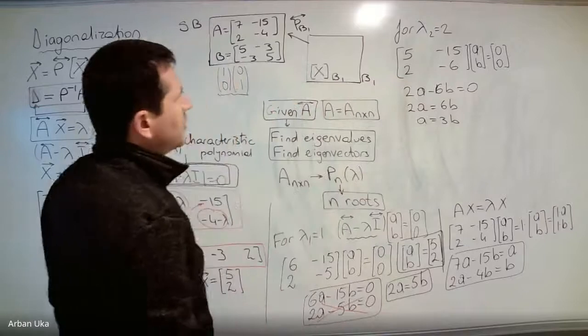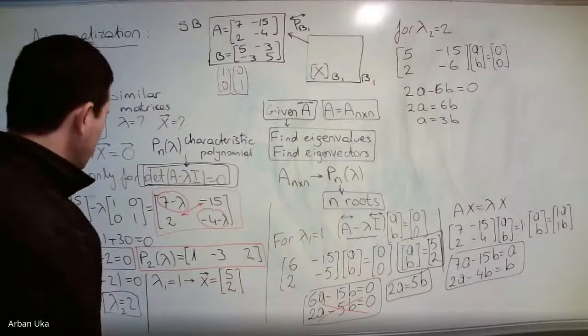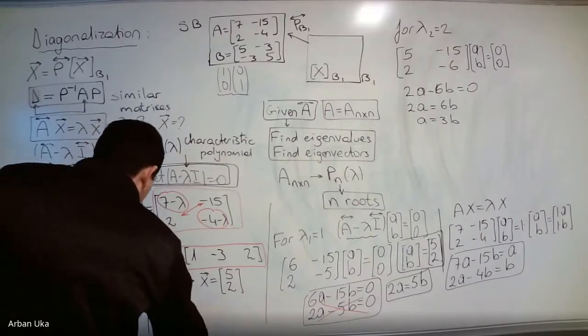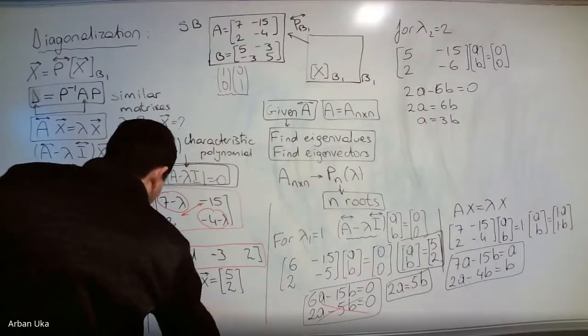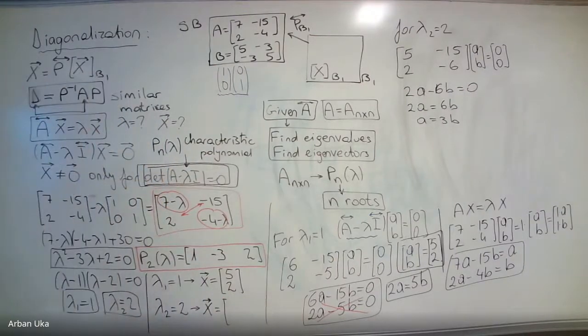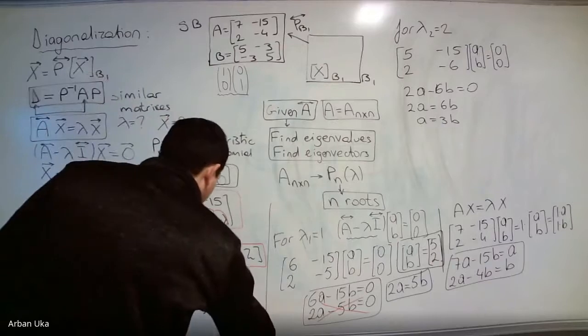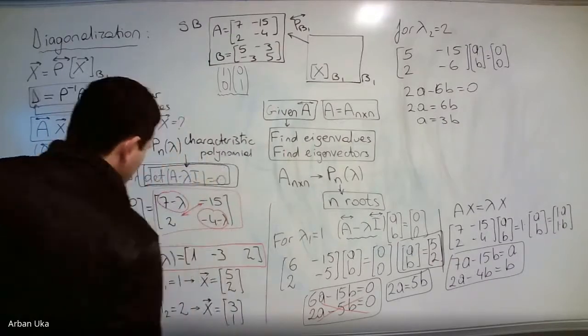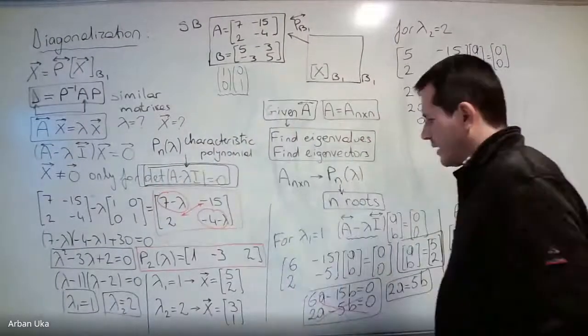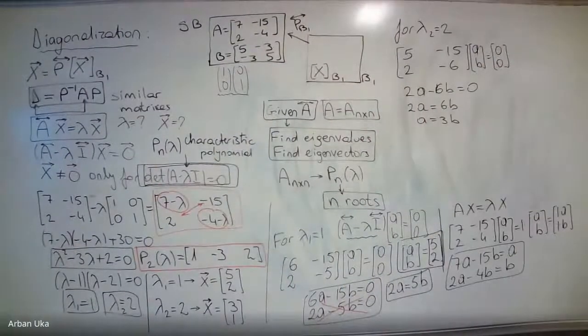Then the pair of numbers a and b which satisfy this condition, what would you say? So if lambda 2 is equal to 2, the eigenvector here has to be a pair of numbers which is 3, 1. Okay, so here we have the other eigenvector.